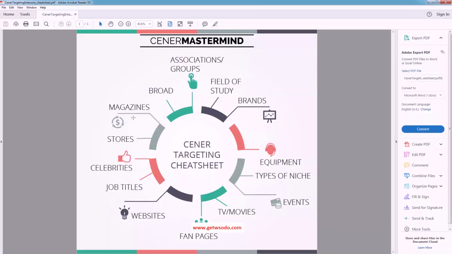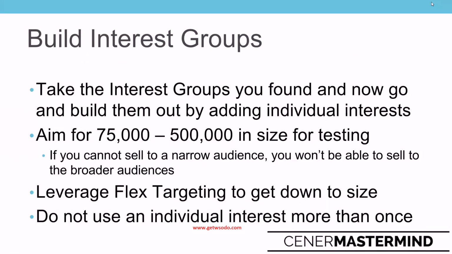And again, very easy example. How about something like, we'll just do magazines again. How about you're in the dog niche? You would go look for every single dog magazine and you would add it to that interest group. Okay, and in terms of sizing, we're going to be shooting for between 75,000 and 500,000 in size for testing.